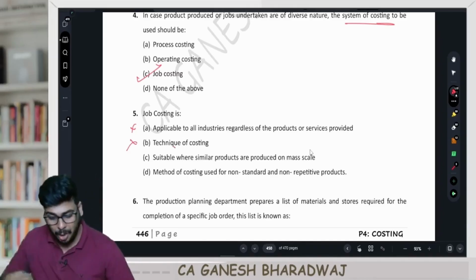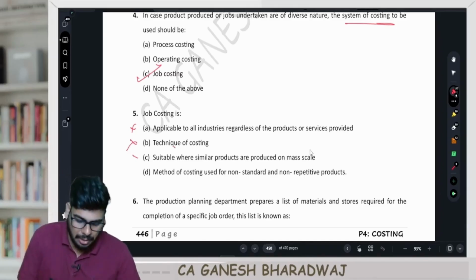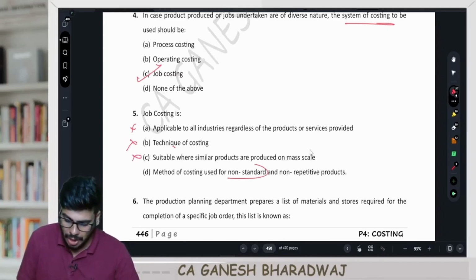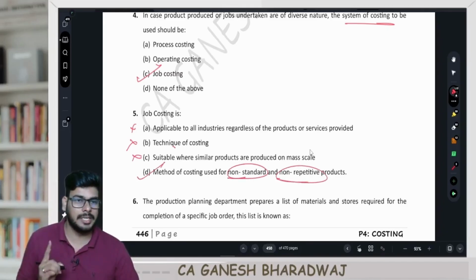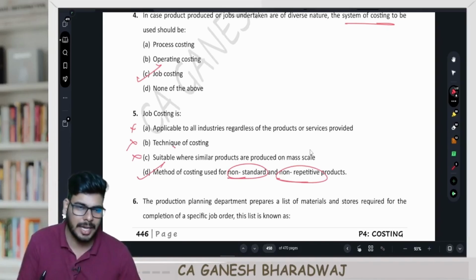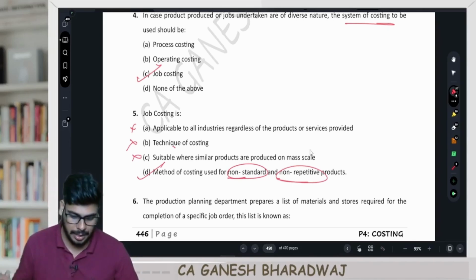Suitable when similar products are produced on mass scale? Absolutely not. Method of costing used for non-standard, non-repetitive product. Guys, clear with this? Right? So this is the answer. Read the question carefully. Please read it carefully.